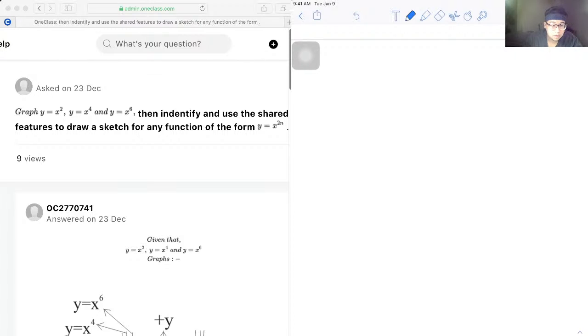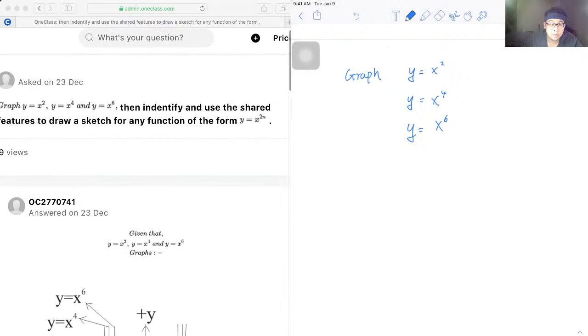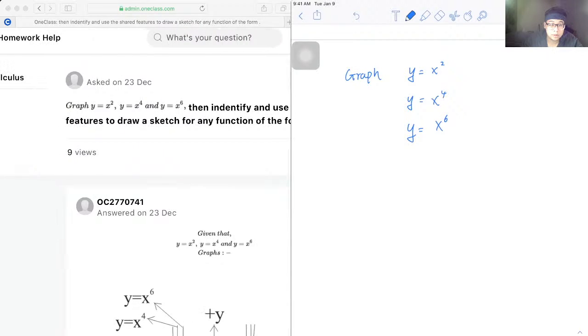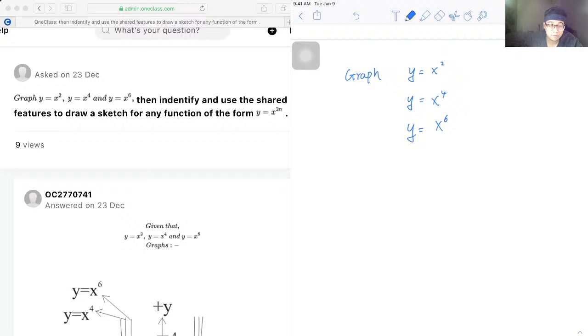Okay, so our next question is asking us to graph y is equal to x squared, y is equal to x to the exponent of 4, and y is equal to x to the exponent of 6. And we need to identify and use the shared features to draw a sketch for any function of the form y is equal to x to the exponent of 2n.